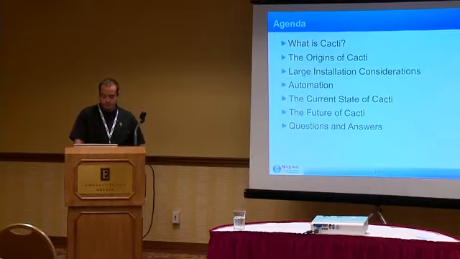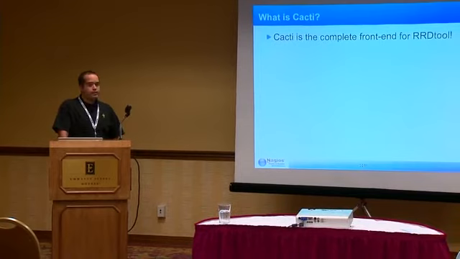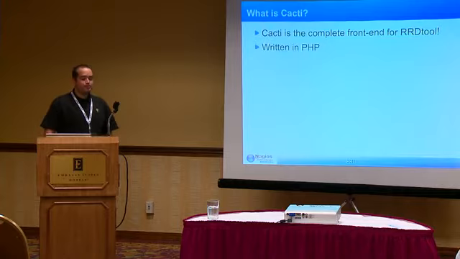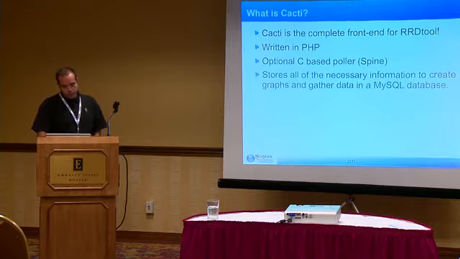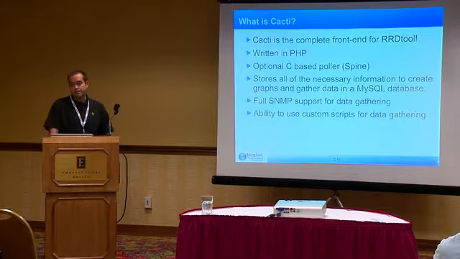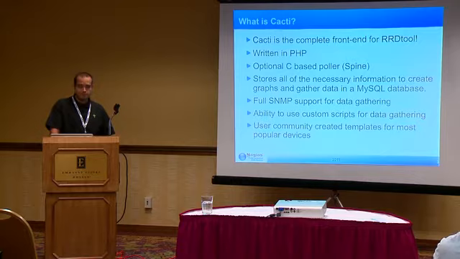What is Cacti? Cacti is the complete front end for RRD tool. I assume that everybody in here is pretty much familiar with RRD tool and what its capabilities are, so we'll kind of gloss over that. It's written in PHP and has an optional C-based poller called Spine. We store all necessary information for creating graphs and gathering data in a MySQL database. It has full support for SNMP and the ability to use custom scripts for gathering data. So you can pretty much gather anything you want, similar to Nagios and the concept of plugins. And we have a very large user community that has created pretty much a template for anything you can conceivably think of is probably out there. If it's not out there, you can make it.